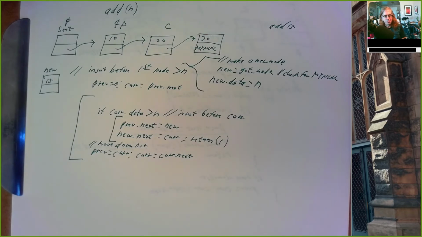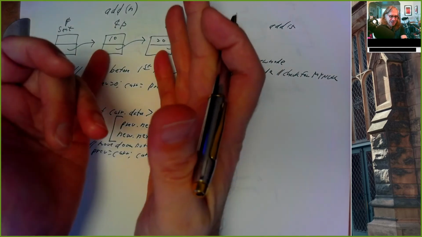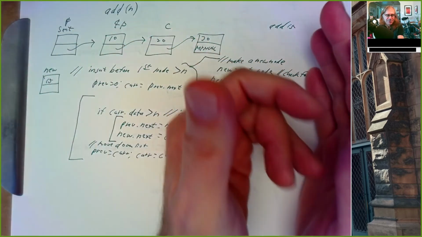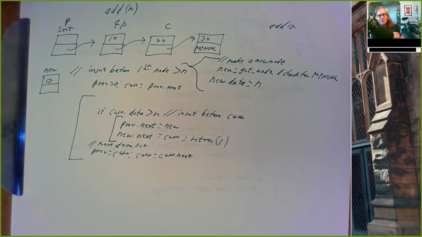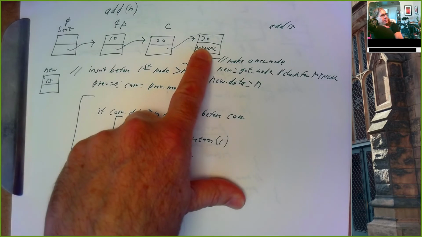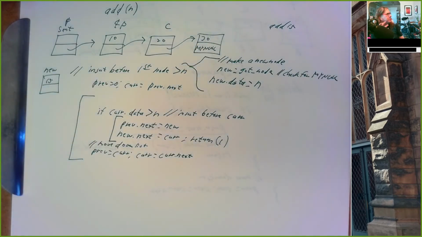But what's going to happen if we run out of nodes? This is moving us down the list. If we do that forever, eventually we're going to fall off the edge of the list. And that's the case that's going to happen when we're inserting something that's bigger than the last node. In other words, we're trying to add to the end of the list.